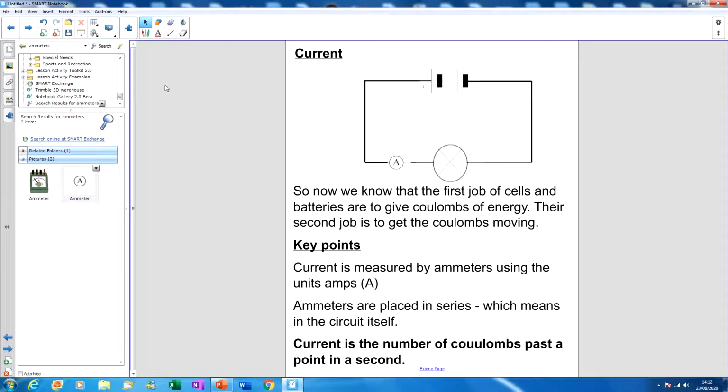So on to current then. You measure current using an ammeter, and ammeters are not placed in parallel, so they're not wired up across components, but they're placed in series. That means in the circuit itself. So current is measured by ammeters in key points in amps, and ammeters are placed in series, so in the circuit themselves.